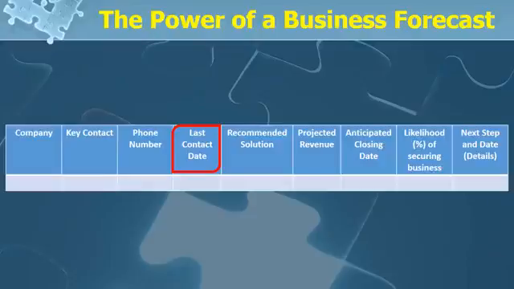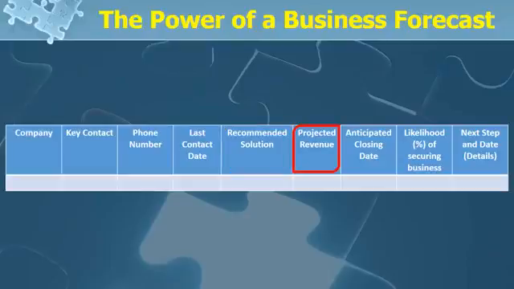Last contact date. This would be the most recent date that you had either physical, telephone, or electronic communication with the individual. If you have left voicemails or sent emails and there has been no return communication, this would not count. It has to be the last time that communication was reciprocated. Recommended solution. What product and accessories have you proposed or recommended to the prospect? Stick with the primary products. A detailed list of accessories or less significant components isn't necessary.